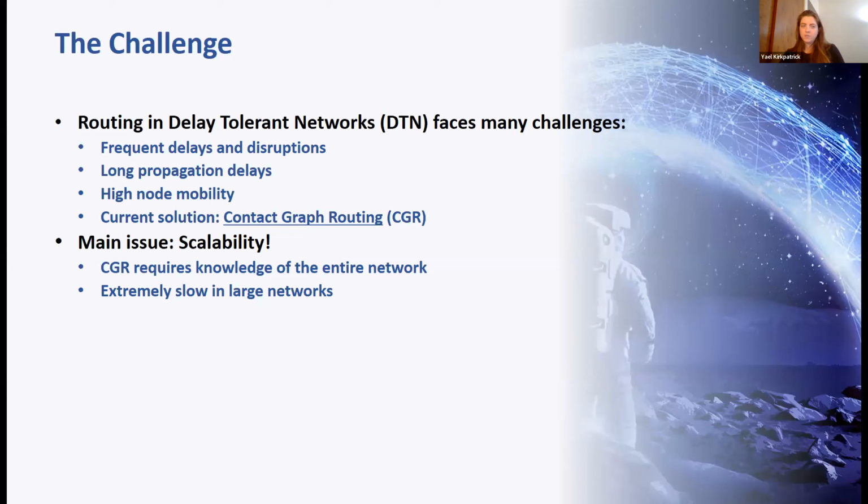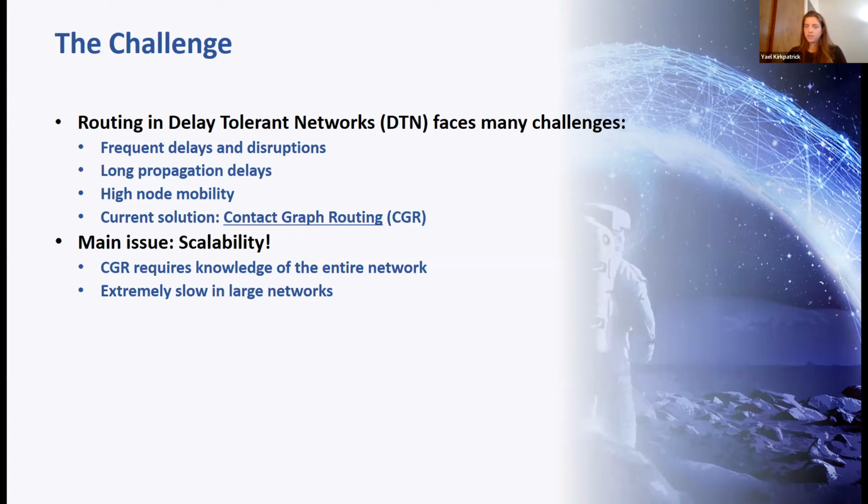So the challenge I want to talk about is routing in delay tolerant networks. Here we have to face many challenges that a lot of previous talks touched. These networks have frequent delays and disruptions. They have long propagation delays that we have to consider when scheduling communication between two nodes. And these networks have high node mobility, so a lot of changes can happen in a short time in the network. And currently the solution that DTN uses is contact graph routing.